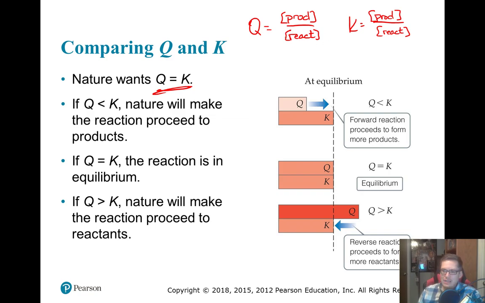If your reactants are too big, that means your denominator is too big. We need to reduce the denominator or increase the numerator, and both happen, so you'd go towards the products. You get less reactants and more products. Vice versa, if your Q was too big, your numerator is too big or your reactants are too small, so your products were too big, and you're going to go in the reverse reaction. And that's exactly what these say. If Q is less than K, the reaction proceeds towards the products. If Q is equal to K, you're at equilibrium. And if Q is greater than K, the reaction will go towards the reactants.